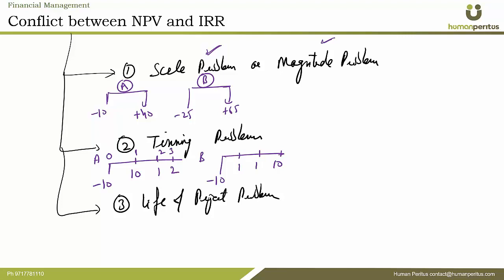If you see project A, what is happening? You are getting positive cash flows early in the project. You are getting 10 at the end of year 1. While in project B, you are getting these cash flows later in the project. So this is known as timing problem.